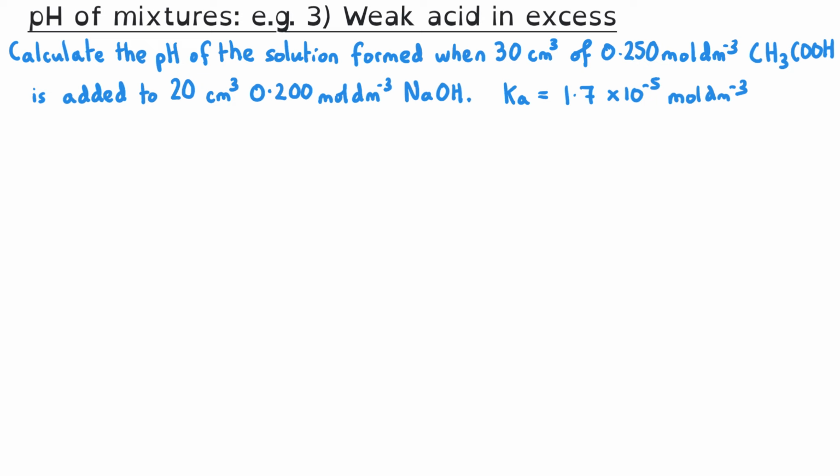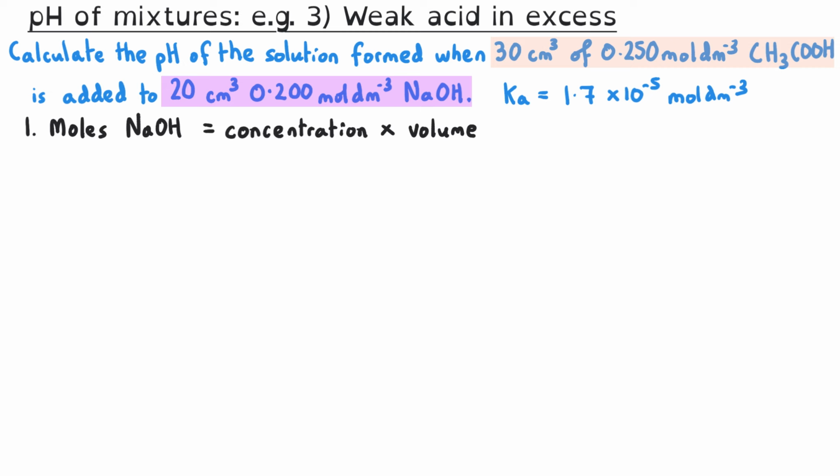Calculate the pH of the solution formed when 30 centimeters cubed of 0.25 moles per decimeter cubed ethanoic acid is added to 20 centimeters cubed of 0.2 moles per decimeter cubed sodium hydroxide. Ka is 1.7 times 10 to the minus 5. This is a big clue that the weak acid is going to be found to be in excess, and so therefore we will need to use the Ka value.